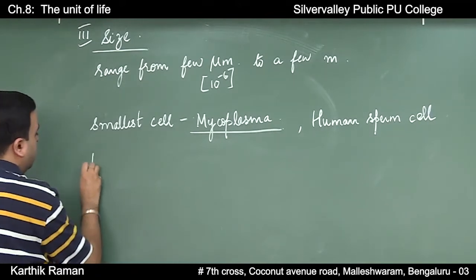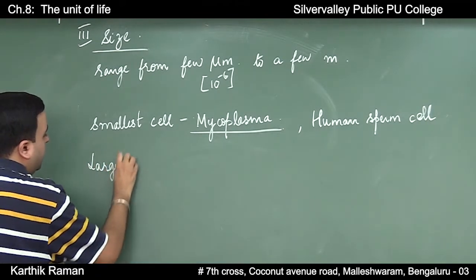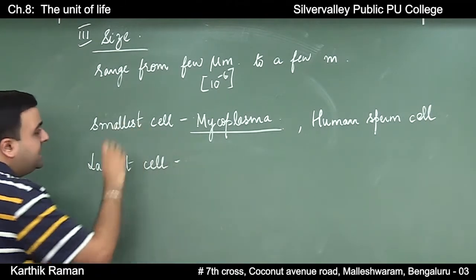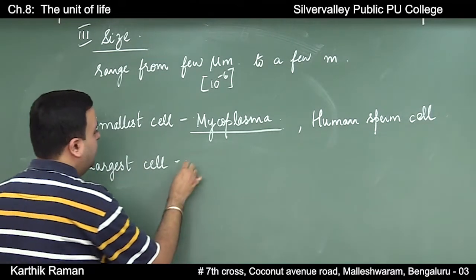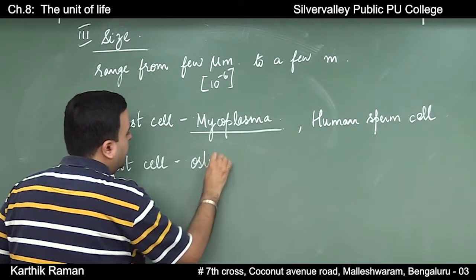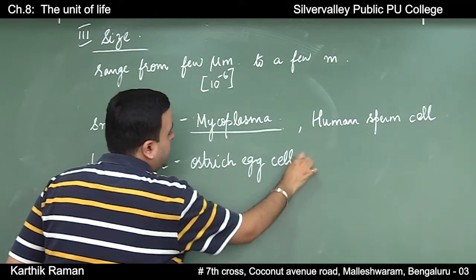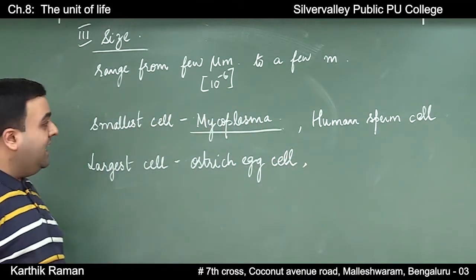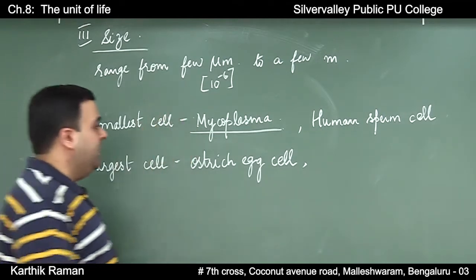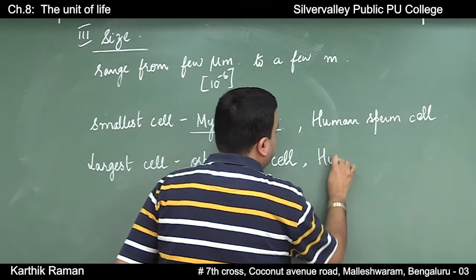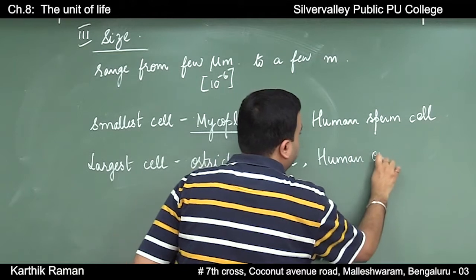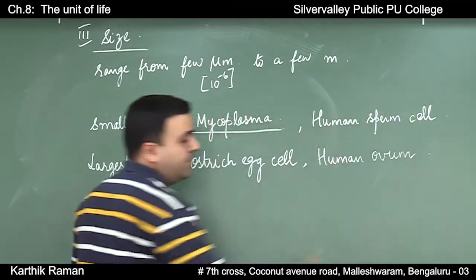Next, the largest cell in the animal kingdom would be the ostrich egg cell. As opposed to this, in the human, it is going to be the human egg cell or the human ovum.